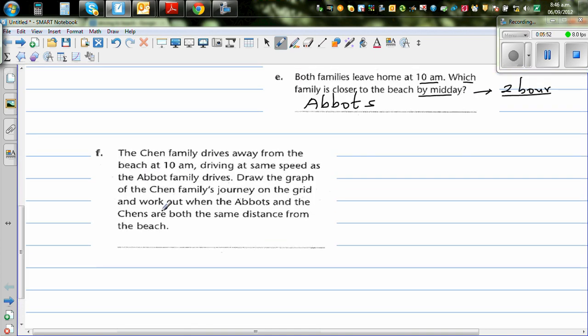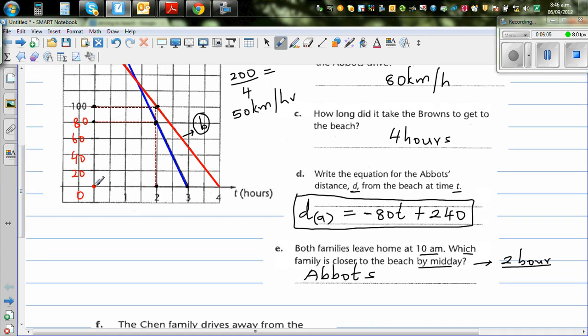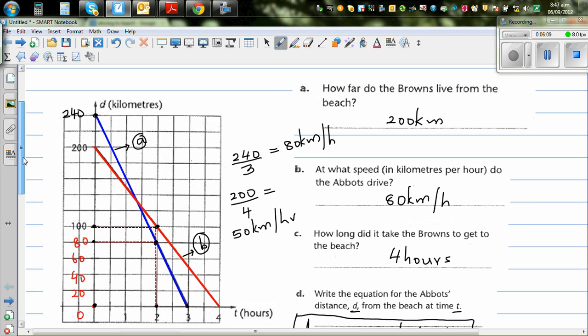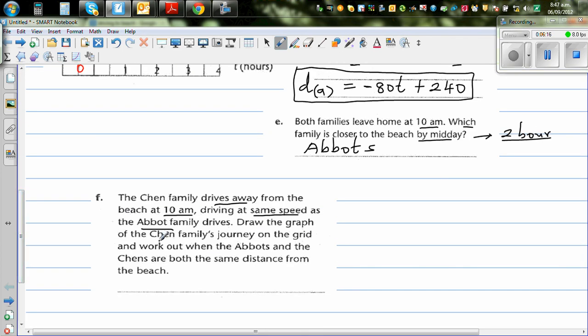So this is the last question. The Chin family drives away from the beach at 10 a.m., driving at the same speed as the Abbots. So they are going away from the beach. This is where they are at 10 a.m., and they're going away from the beach at a speed of 80 kilometers per hour, because the Abbots are driving at a speed of 80 kilometers. So what's the question? Draw the graph of the Chin family on the same grid and work out when Abbot and Chin both are the same distance from the beach.